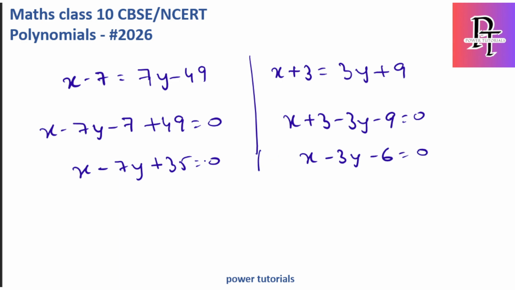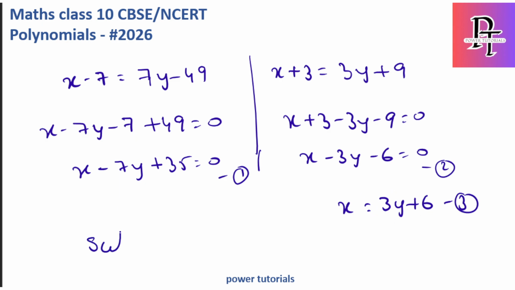Okay, we have two equations. Comparatively the second is much easier. So I'll write this as 1, this as 2, and from the second I will get the x value, which is x is equal to 3y plus 6. I'll write this as 3. Now substitute this value in the first one. Substitute the x value in 1. So what is the x value? 3y plus 6.